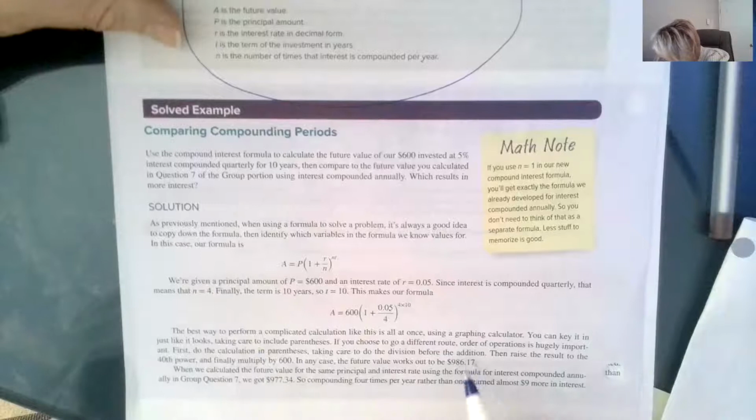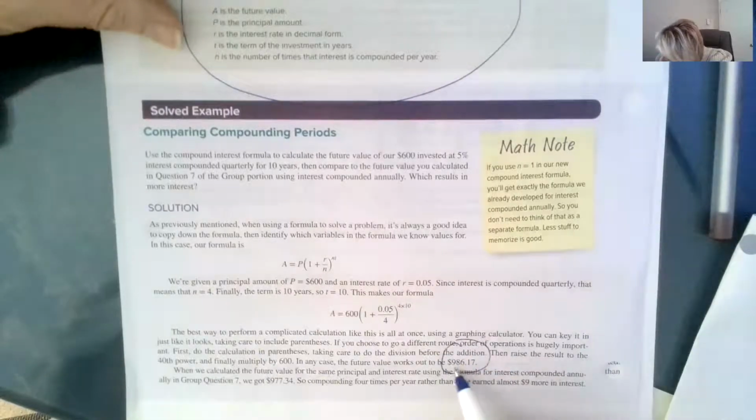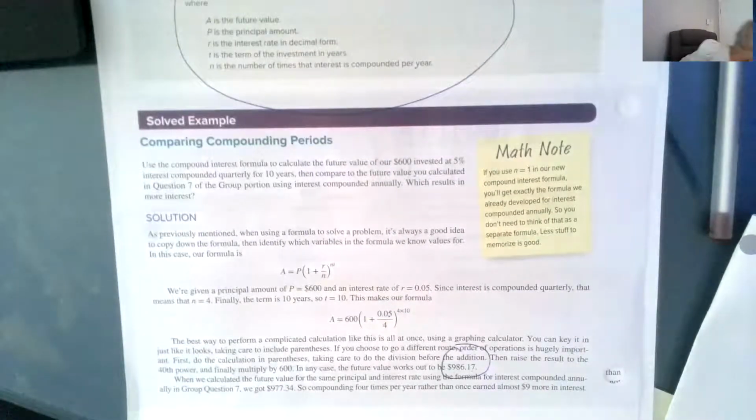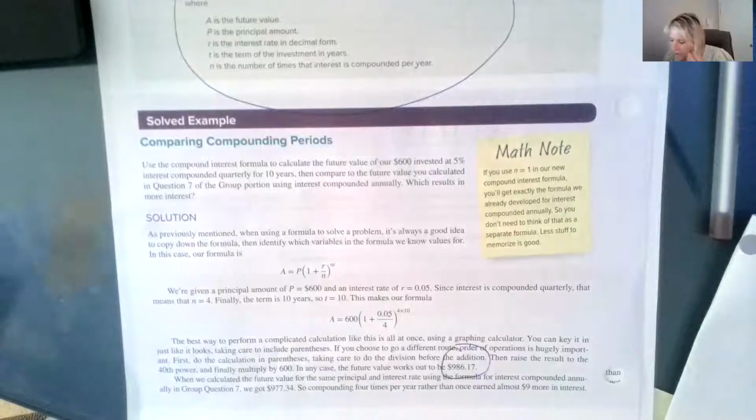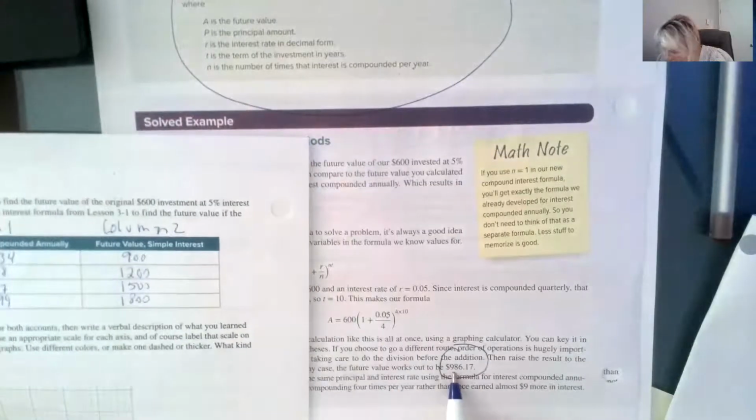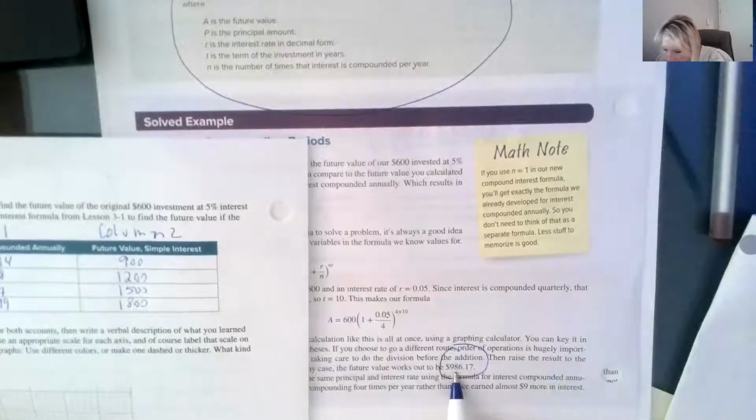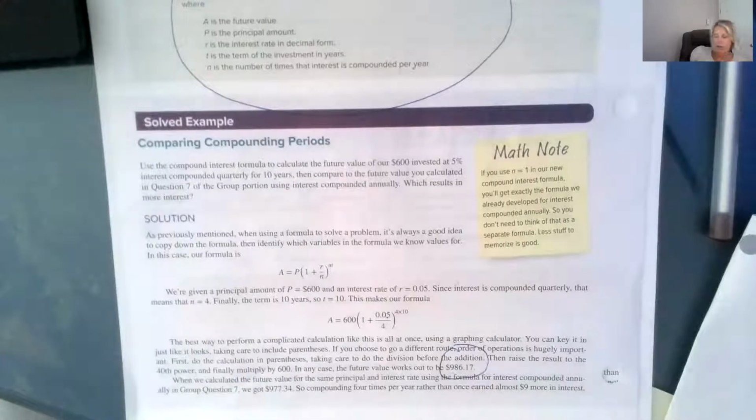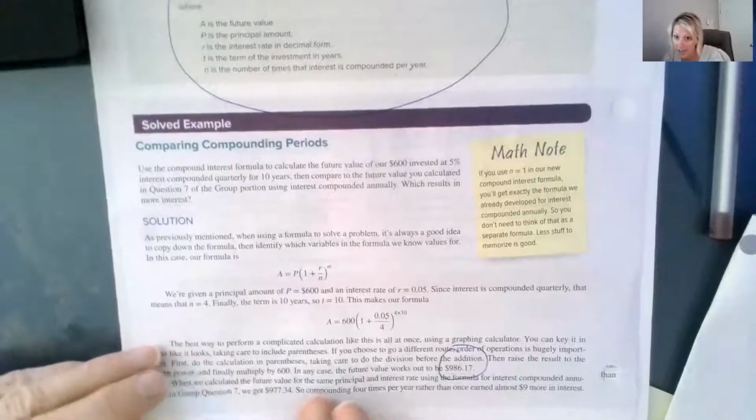And we put this in Desmos and we get the value of $986.17. And from question 7, we said after 10 years of compounding annually was $977.34. So we made about $9 more, not quite $9 more by compounding 4 times a year. But hey, it does add up.